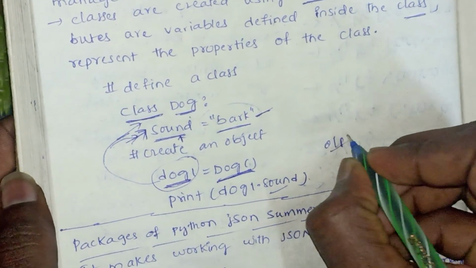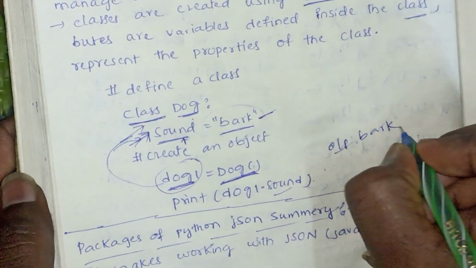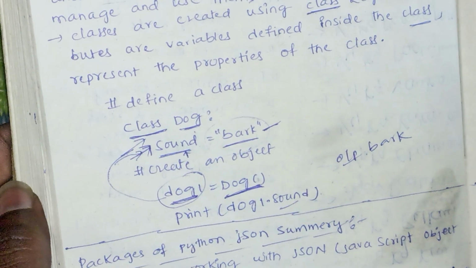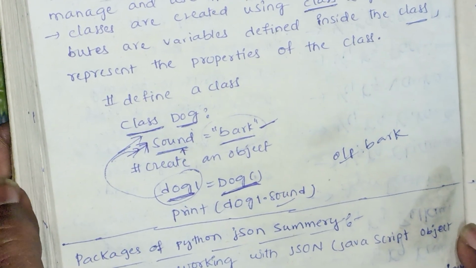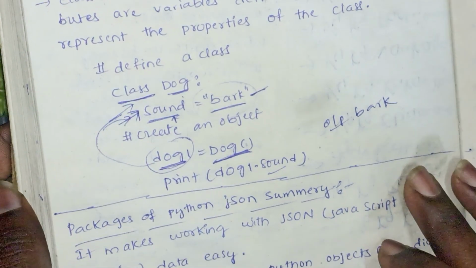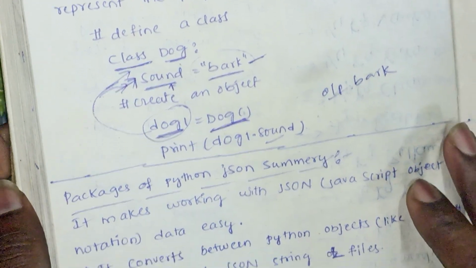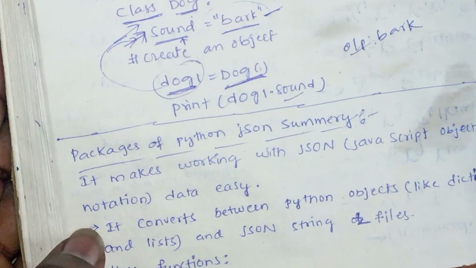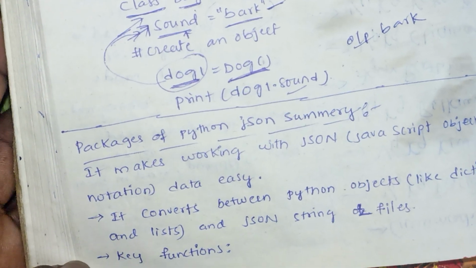So the output is bark. Okay, this is how classes and objects are related in Python. Not only in Python, in every OOP language we have. Okay, what are the classes and what are the objects, right? So next, packages of Python: JSON summary.